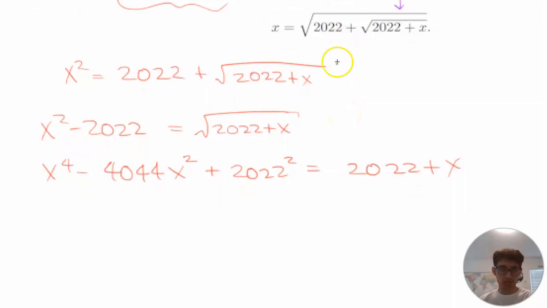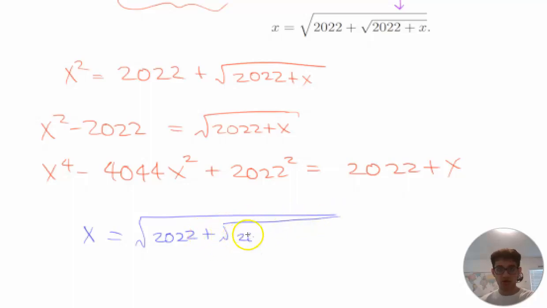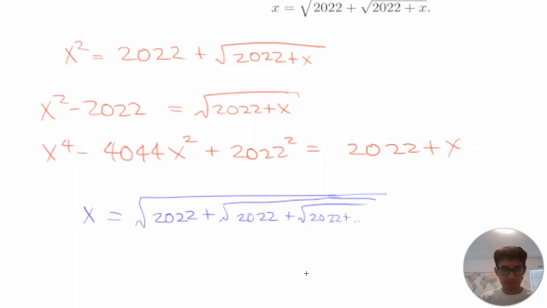Now let me show you this instead. Maybe this will give you some ideas. Let's say we have x equals the square root of 2022 plus the square root of 2022, and I go on forever, right? I keep going. Now are you going to do the same thing? Are you going to square it, then move it to the left hand side, square it, move it to the left hand side again and again? Obviously not, right? You're going to find some sort of way that you can simplify this.